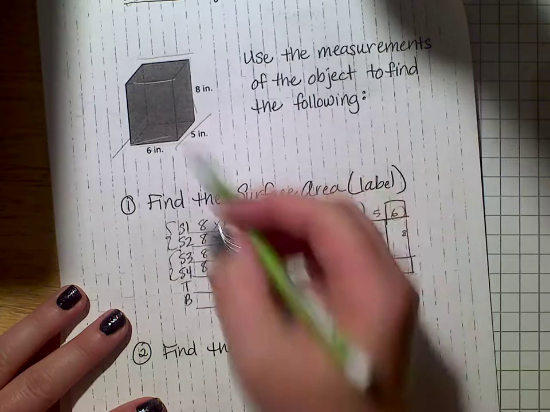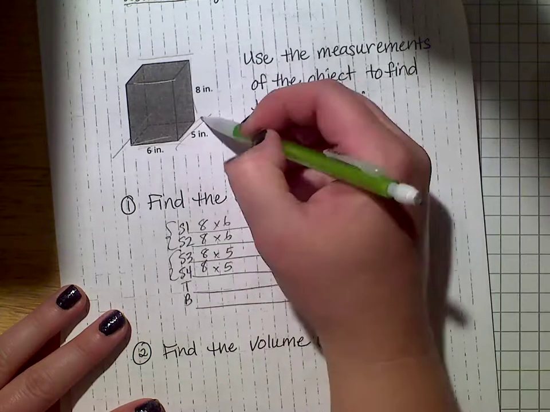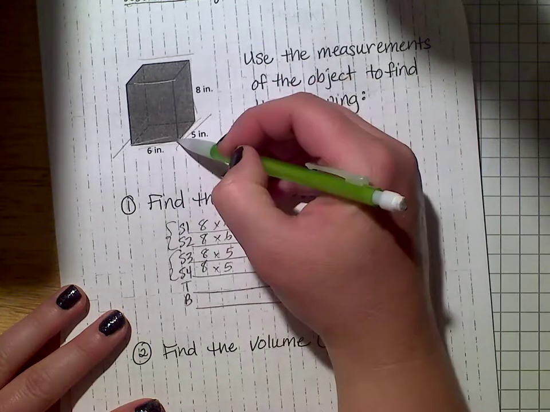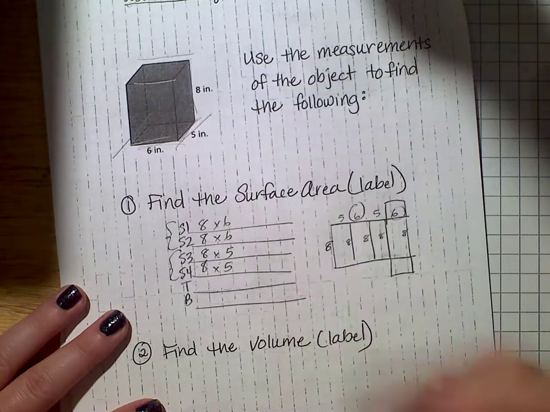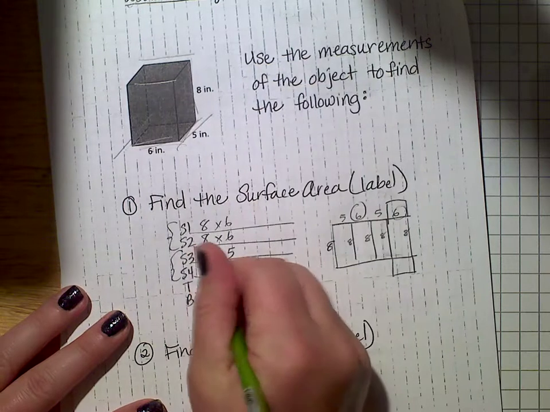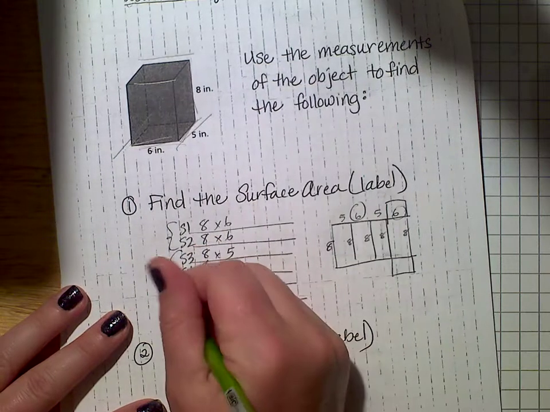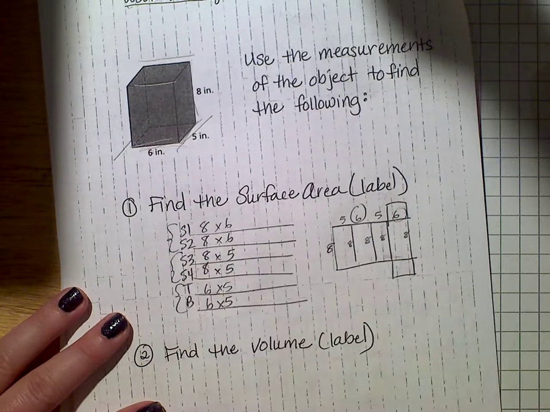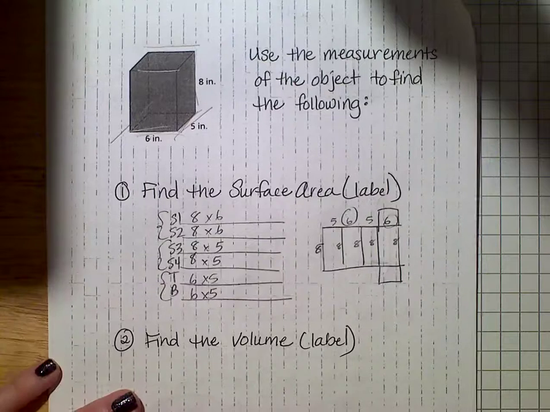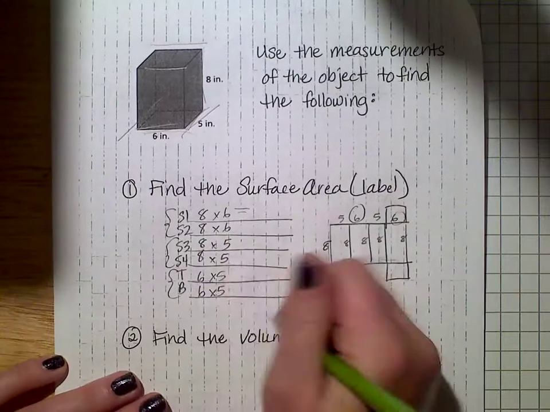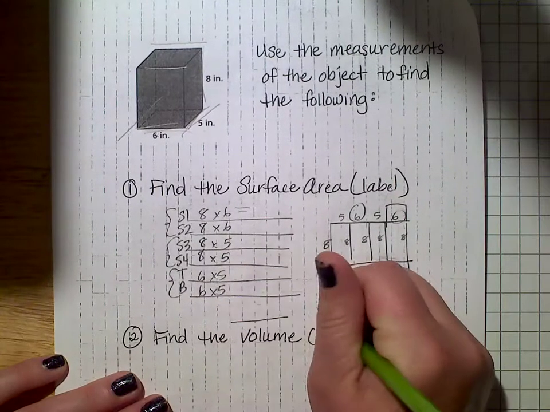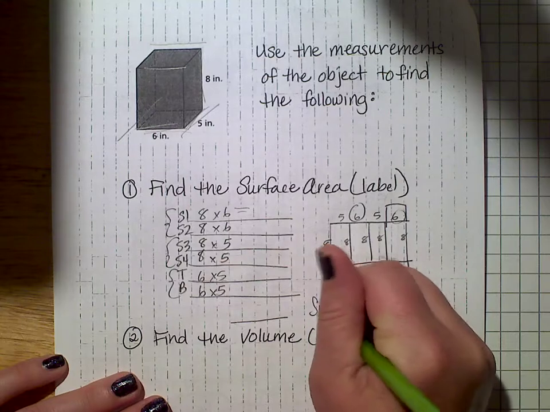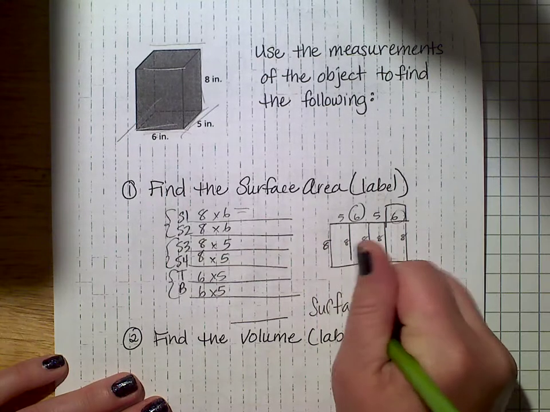And then the top and the bottom is 6 times 5, because it's length times width. So 6 times 5, and we do it twice because the top and the bottom would be the same in a box that we're building. Maybe not a box that you buy. Some of them don't do that. But now we're just going to add them together for our total surface area.